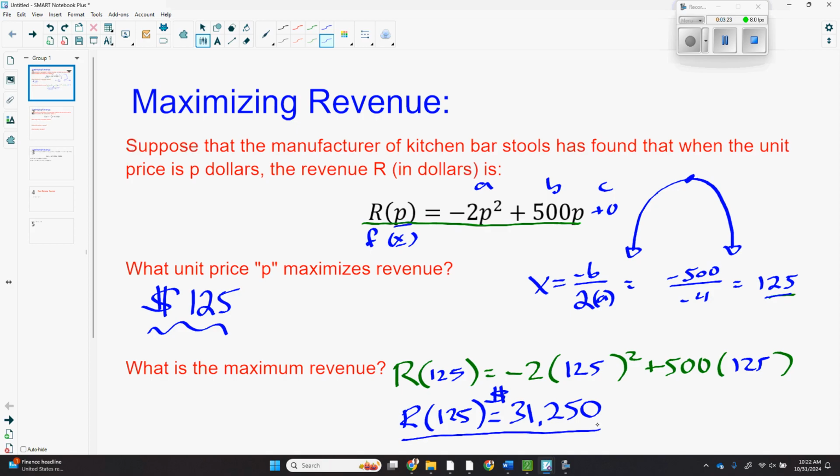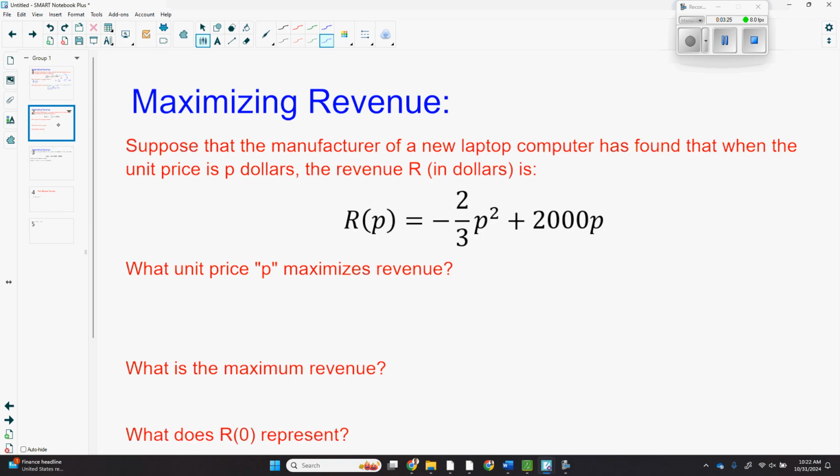Okay, let's try a couple more here. This one I think we're going to eventually use the graphing calculator to show you a little bit about what's going on. This says suppose the manufacturer of a new laptop computer has found that when the unit price is P dollars, the revenue R in dollars is R of P equals negative 2/3 P squared plus 2,000 P. All right, so same idea as before.